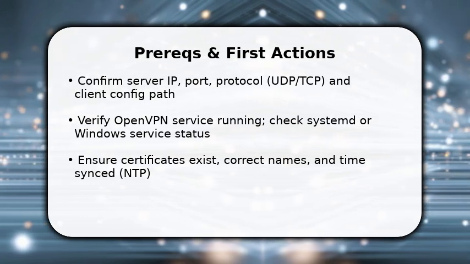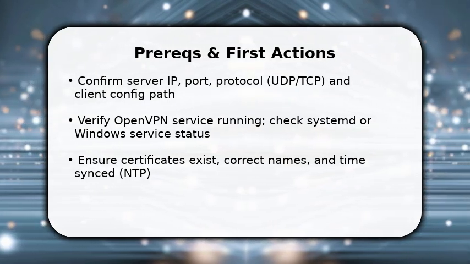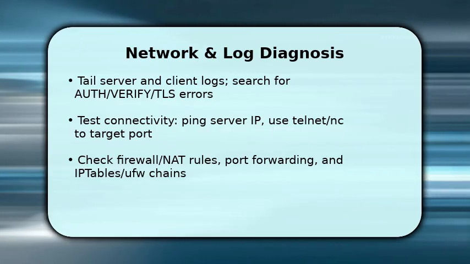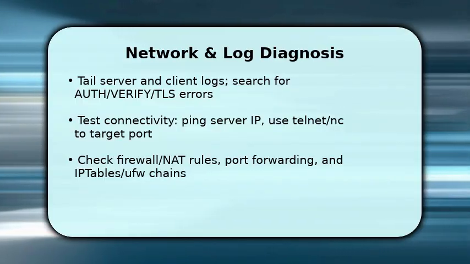Now you probe connectivity and certificates using logs and tools. Tail both client and server logs and look specifically for auth, verify, or TLS errors that indicate cert or key problems. Then test basic reachability. Ping the server IP and use telnet or nc to probe the configured port. A closed port points to firewall or listener issues.